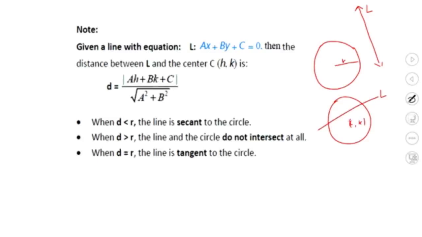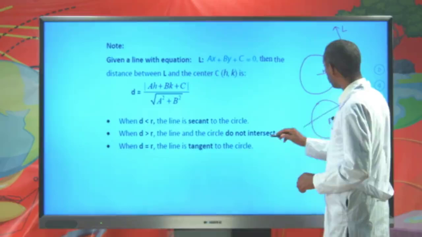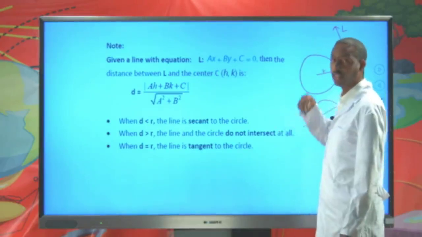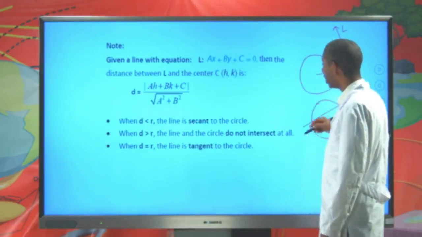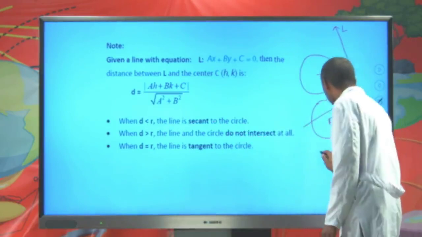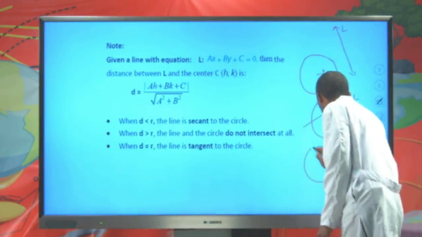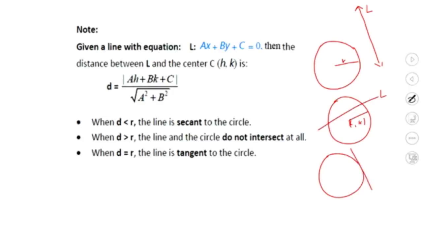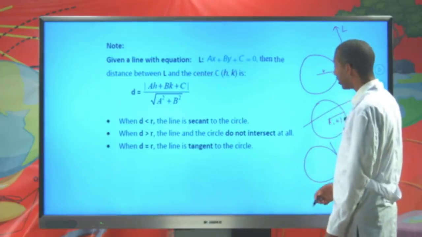with center (h, k) and radius r. So this line, we call it the secant line. If a line intersects a circle at exactly 2 points, we call it a secant line. And the other case is, you may have a circle and a line, and they may intersect at exactly 1 point. So in that case, we call it the tangent line. And this point, we call it the point of tangency.